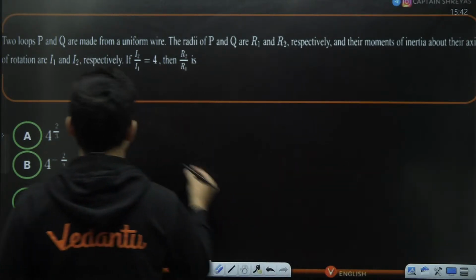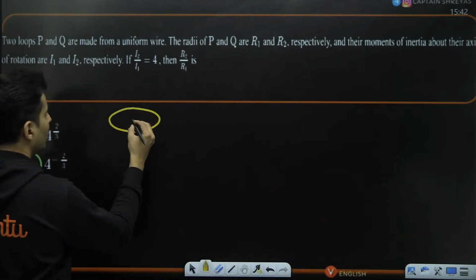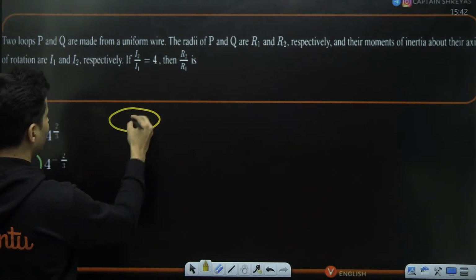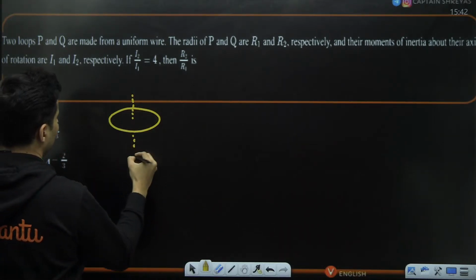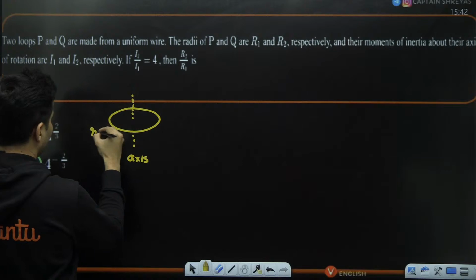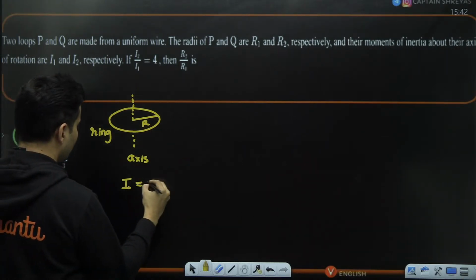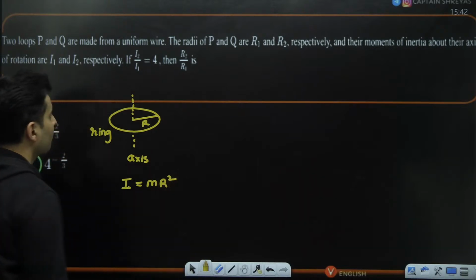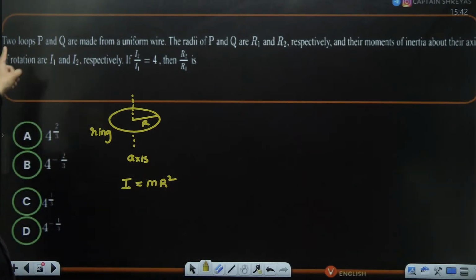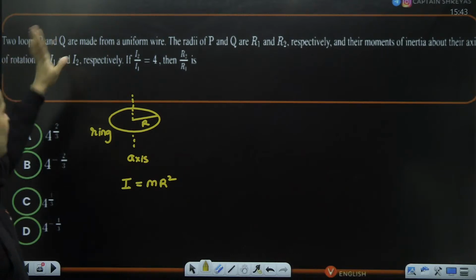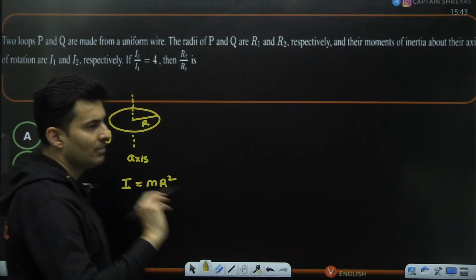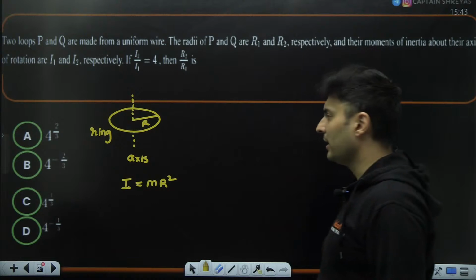Okay. So if you take a uniform wire and convert it into a circle loop, this is basically the axis. This will be like a ring and it will have a radius. So the moment of inertia will simply be mr square. The radius of both of them are R1 and R2. The moment of inertia ratio is given. So what is R2 by R1? Since the wire is the same, that means the masses are the same. You can think of it like that.